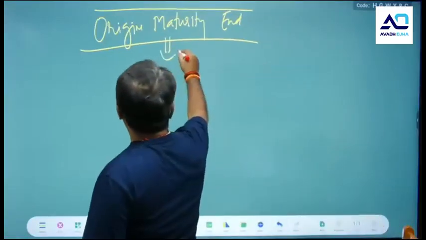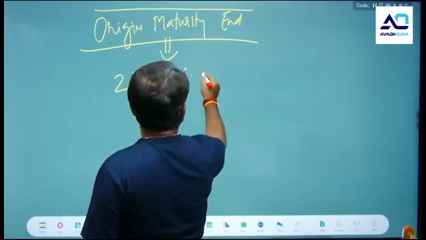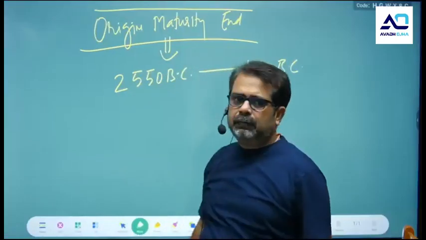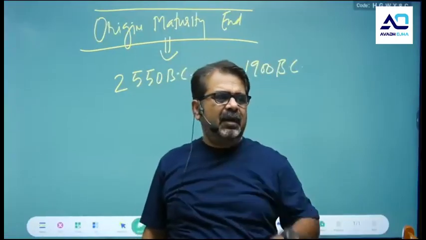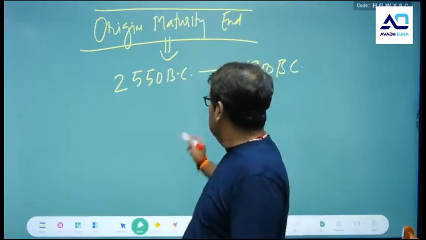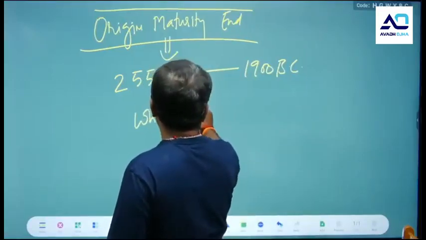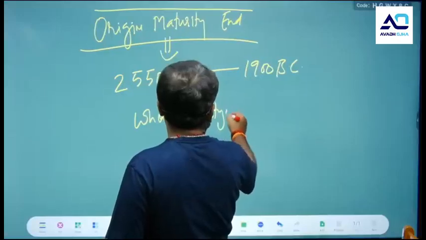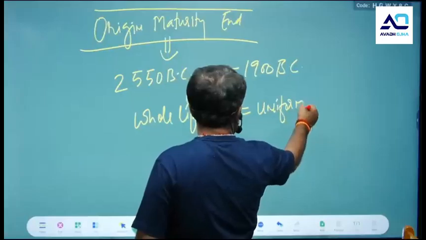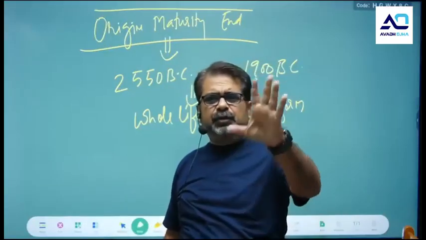So what is the time period of Harappan civilization, mature phase? 2500 BC to 1900 BC. Mature phase. Whole lifestyle in this phase was uniform.